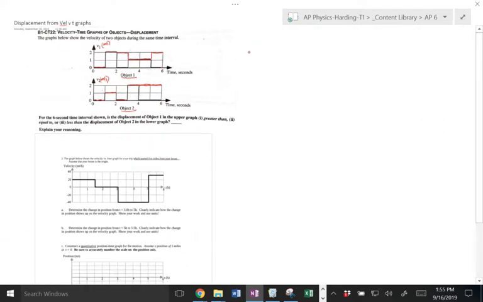This is finding displacement from a velocity versus time graph. What do you do? Count boxes.